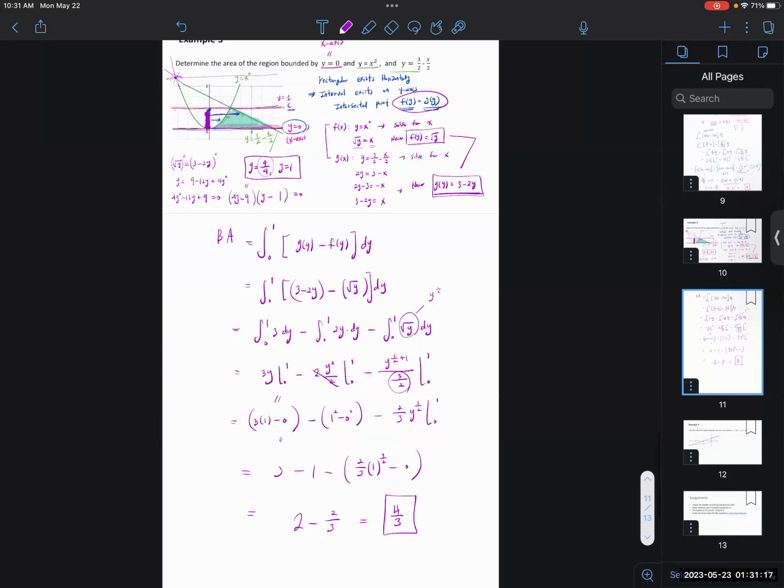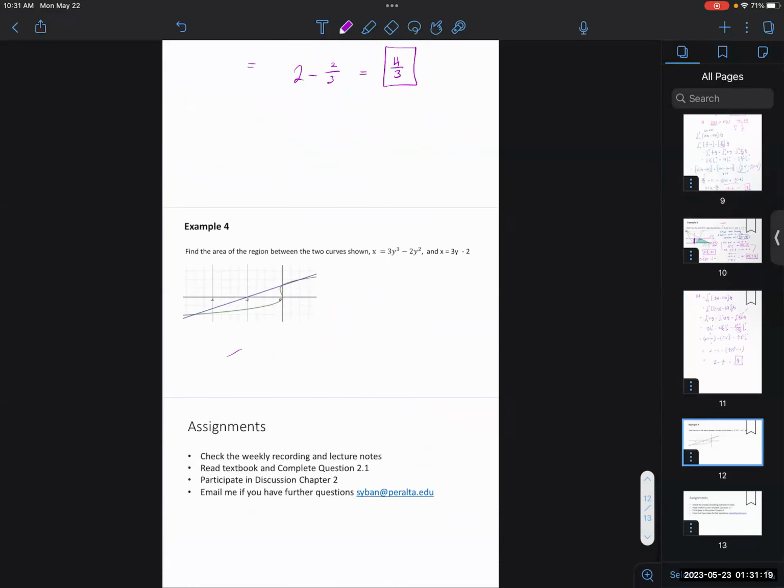We are going to keep practicing, but I'm going to skip this one. You can try it yourself and go over as much as you can. If you have any questions, don't forget to participate in the discussion board. That's where you engage with other people, ask questions, and help each other.